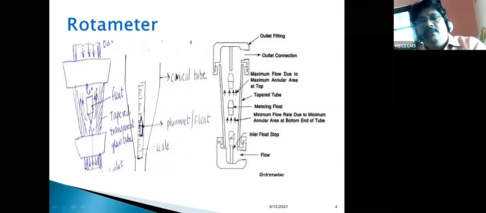Here, the float is at the bottom, where the flow rate is almost negligible. When the float is at the middle, the flow rate is very less, because the annular area at the bottom is very small since it is tapered. And when the float rises to the top, the flow is maximum, because the flow area is more. So next we'll discuss the next one.